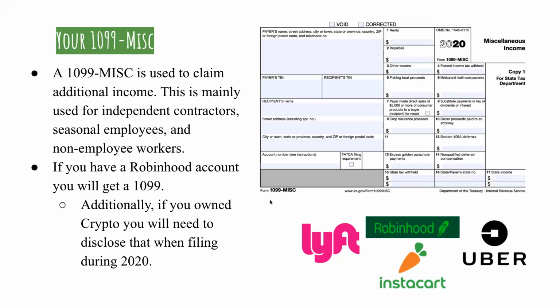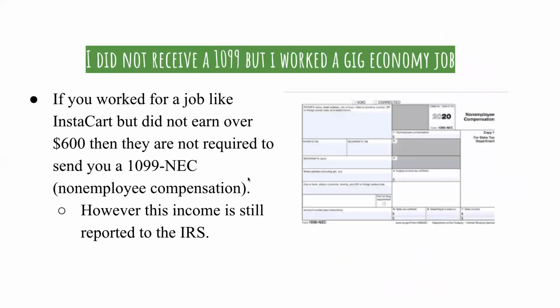So make sure that you pay attention to forms that were sent to you, or look on your online inboxes to locate those kinds of forms, because they'll definitely be asking for them. And a common question we get is, I did not receive a 1099, but I worked a gig economy job. A gig economy job just means something like Lyft or Uber or Instacart. You kind of picked it up when you wanted to and put it down when you didn't. So if you did not earn over $600, then they're not required to send you the form.